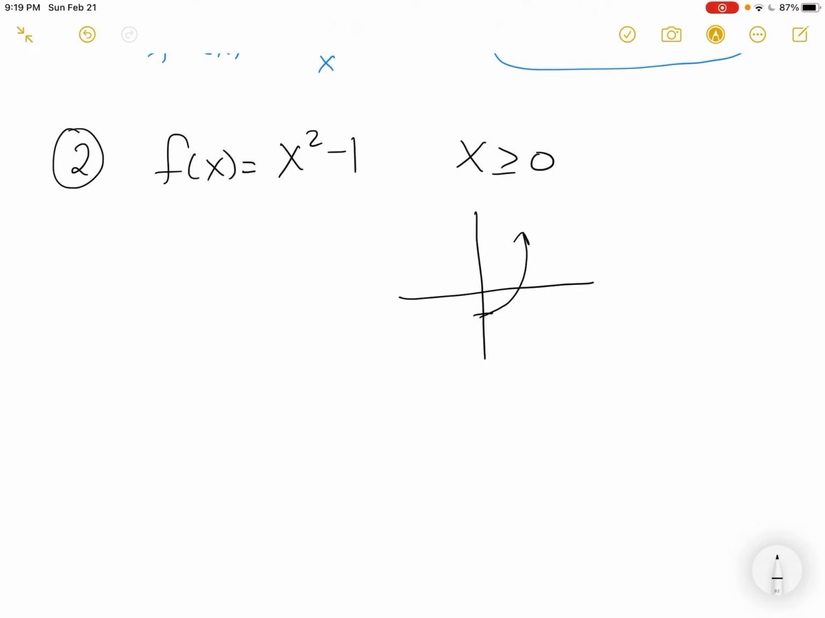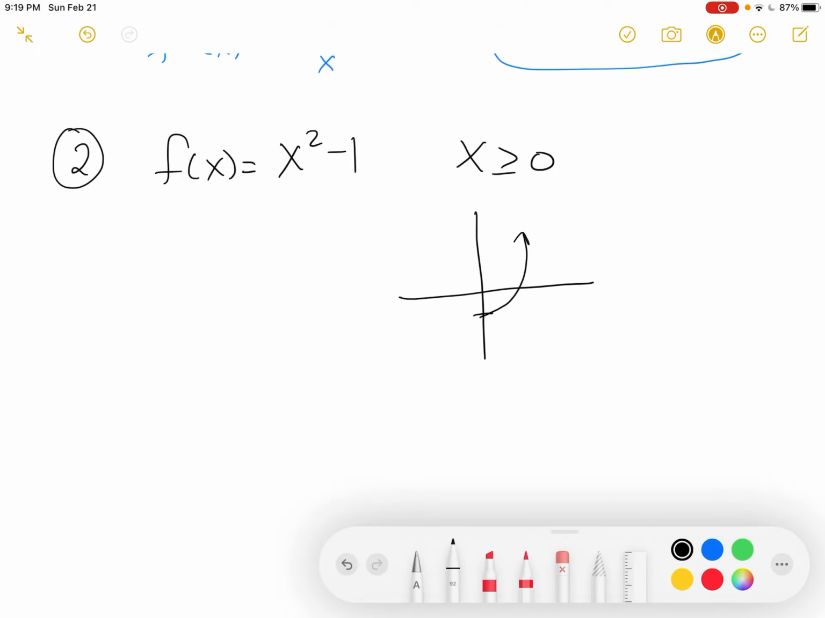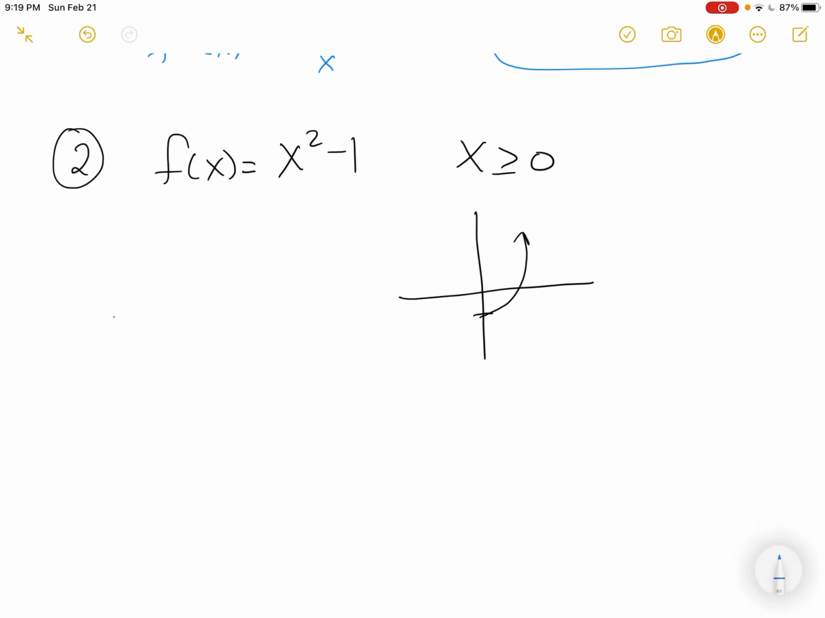Its inverse is, well, we know what to do. I'll go back to blue. We take our f of x, which is y, and make it an x. Our x equals y squared minus 1. We solve for y by moving over the 1 and taking the square root of both sides, and get y is equal to the square root of x plus 1.